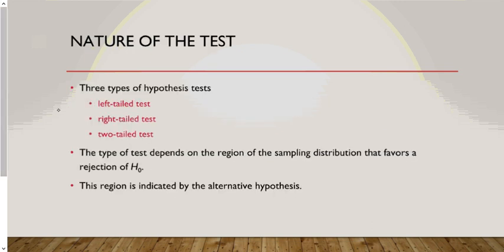We have three types of tests: left tail, right tail, two tail. It depends on the region as to when you're going to reject. The region is indicated by the alternative hypothesis. So let's take a look real quick at what that might look like.